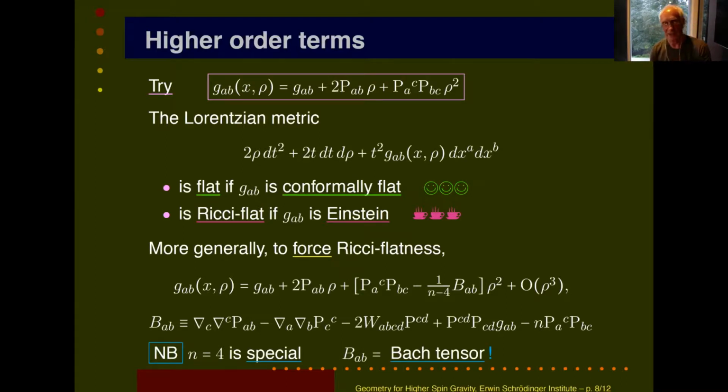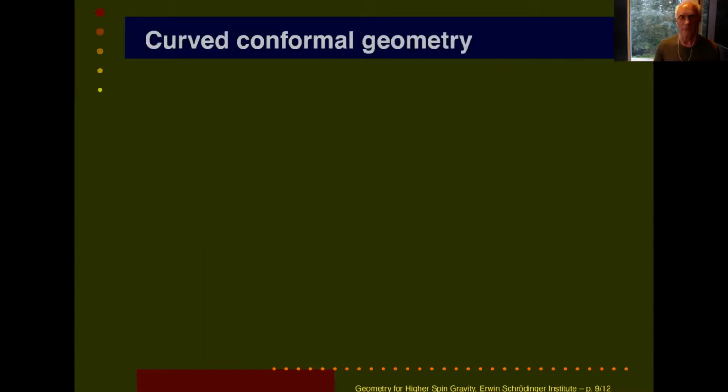And then again, you get a relationship to conformal geometry, because as you probably know, in dimension 4, the Bach tensor is a conformally invariant tensor. Conformally invariant tensors are quite hard to come by, but the Bach tensor is one of them.